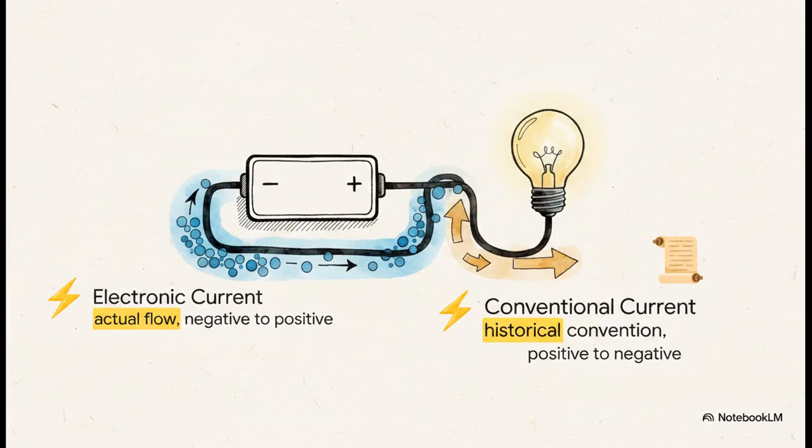So let's just clear it up right now. The actual flow of electrons, what we call electronic current, goes from the negative terminal to the positive one. But for historical reasons, way before we even knew electrons existed, scientists kind of just decided that current flowed from positive to negative. We call that conventional current, and believe it or not, it's still the standard we use in circuit diagrams today. So yeah, they're opposite, but they're both describing the exact same thing.